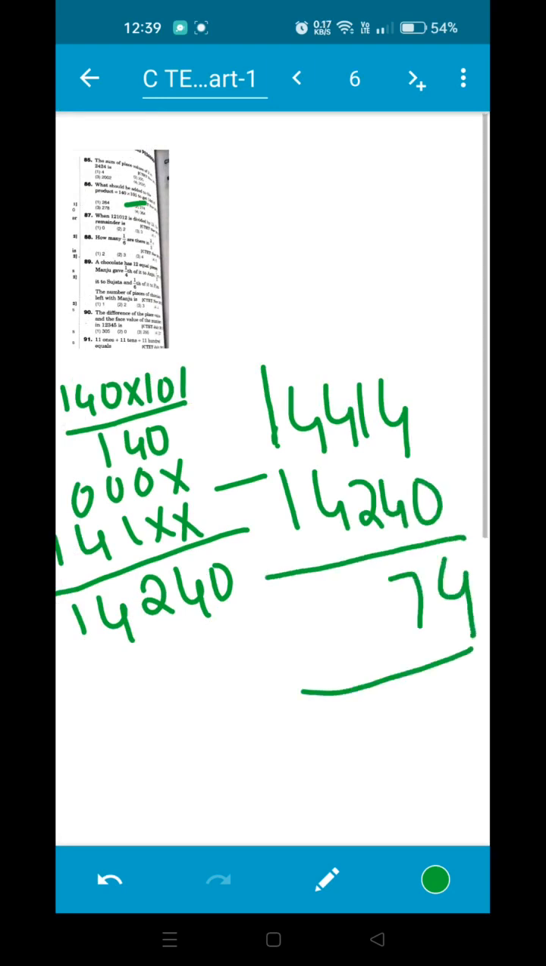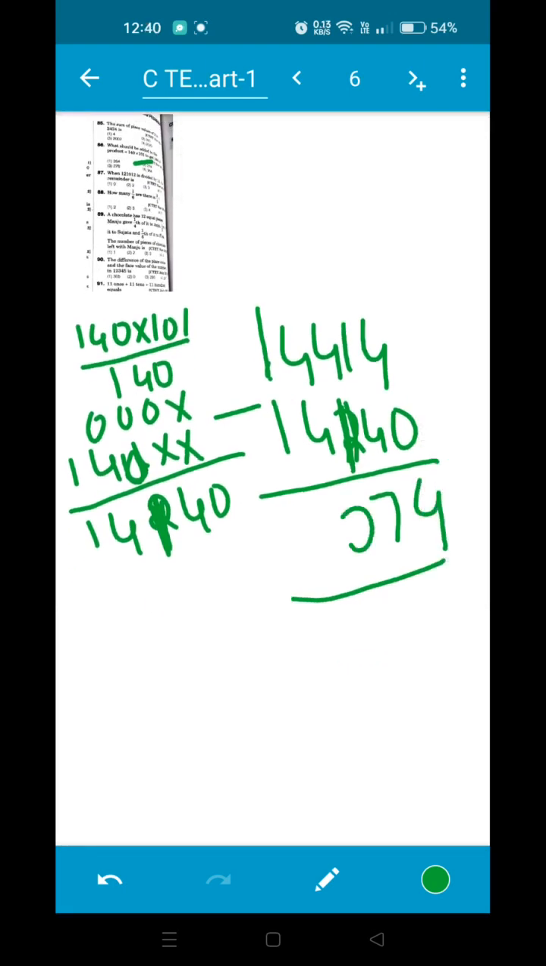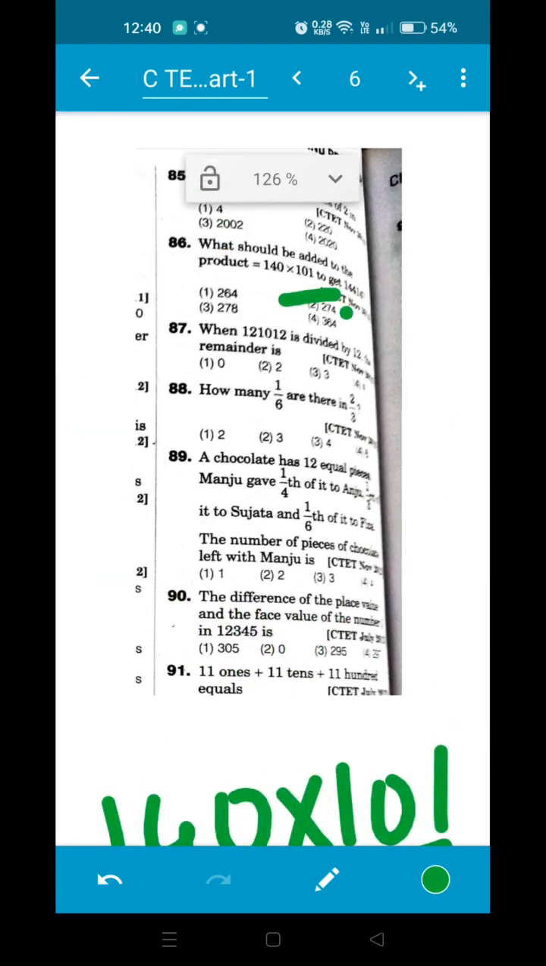4. 11 minus 4, 7. Next, this is 0, right? So 0 1. So 3 minus 1, 2. The answer is 274. So option 2 is the answer.